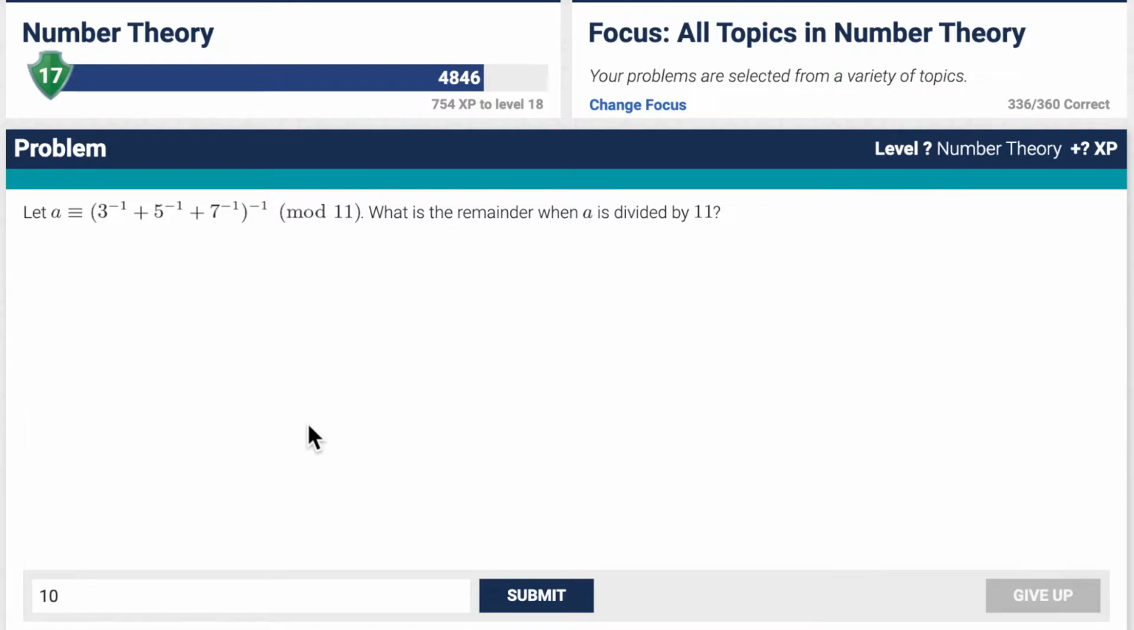Right, so now we just have to find the multiplicative inverse of 10 mod 11, because we have another one there. There was actually a pretty easy way to do this, because 10 is actually congruent to -1 mod 11. It actually makes things much easier.